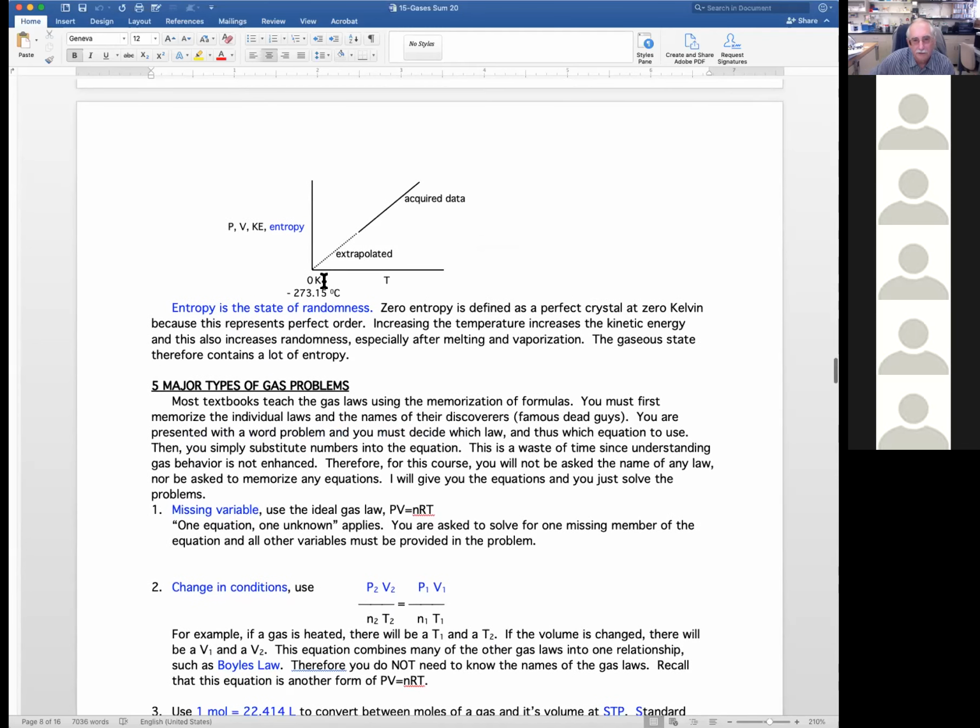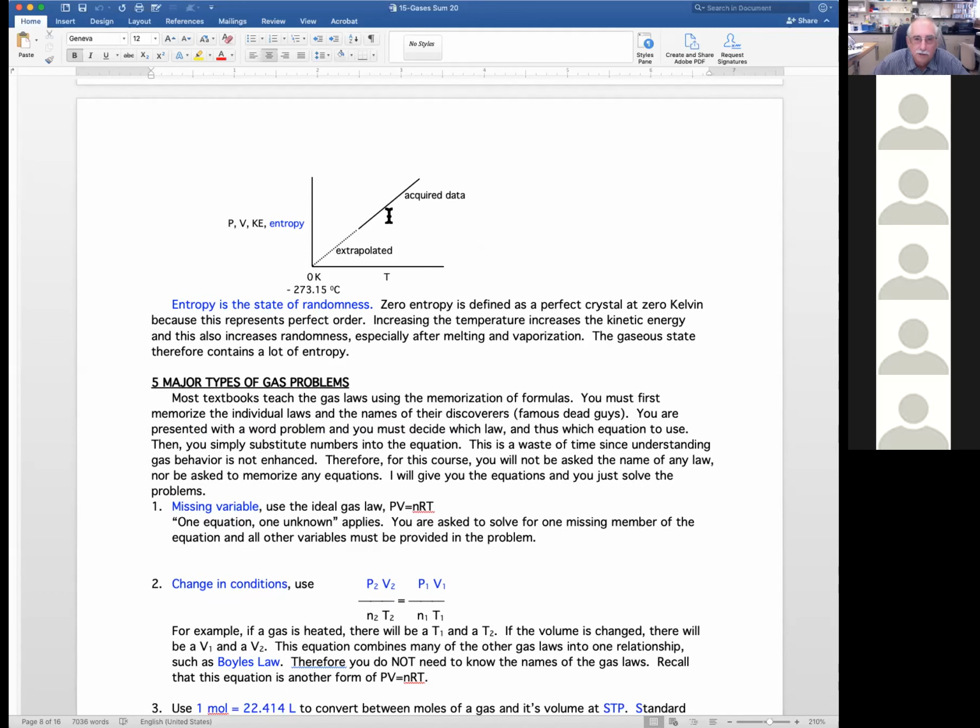So notice what I did here. Here is the temperature in Kelvin, and then here is in Celsius or centigrade. And I plotted a gas, temperature of a gas versus, say, the pressure. So I can get data up here. Here's the temperature, I can measure the pressure of the gas. I move down here, I can measure the pressure of the gas. I move down here, I can't measure the pressure of a gas because it's not a gas anymore. Turned into a liquid.